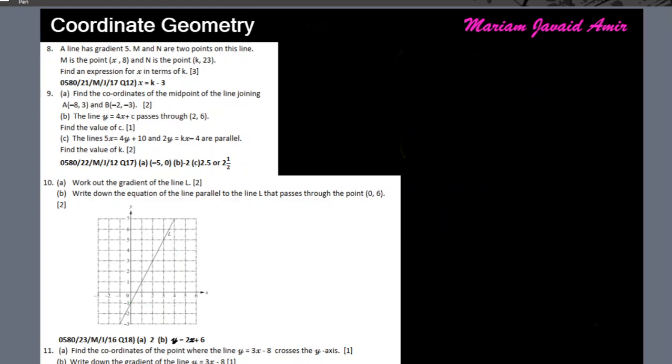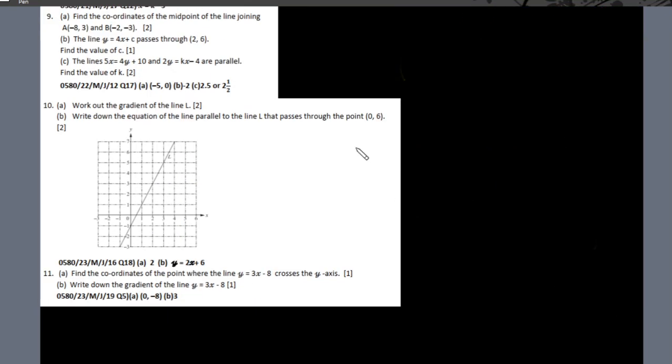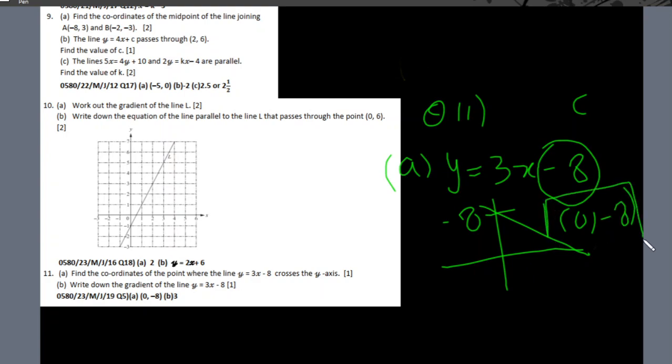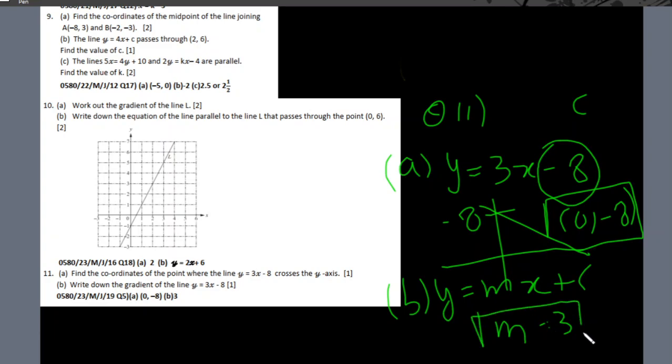Okay. Question 11, which is part A. Find the coordinates of the point where this line crosses the y-axis. Now it's pretty obvious, this line's c or y-intercept is minus 8, and so this point will be 0, minus 8, which is the answer. No working is required. Okay, part B is write down the gradient of this line. Gradient is y equals mx plus c, so m is the coefficient of x, which is 3. So this is the answer.